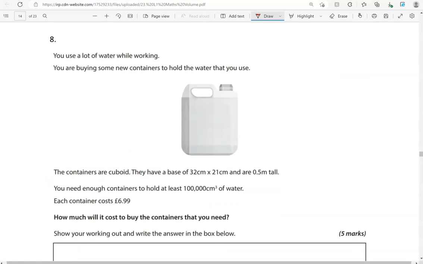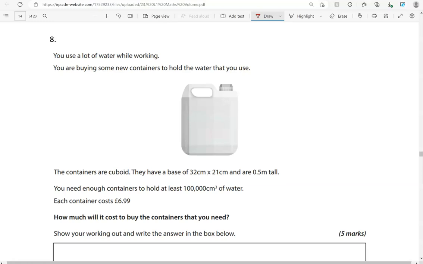You use a lot of water while working. You buy in some new containers to hold the water that you use. The containers are cuboid. They have a base of 32 centimeters by 21 centimeters and are 0.5 meters tall. You need enough containers to hold at least 100,000 cubic centimeters of water. Each container costs £6.99. How much will it cost to buy the containers that you need? Show your working out and write the answer in the box below.